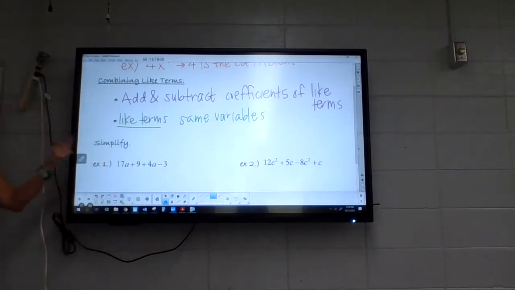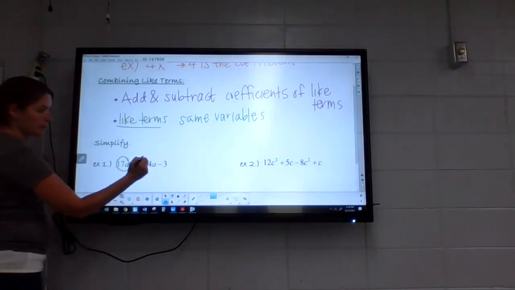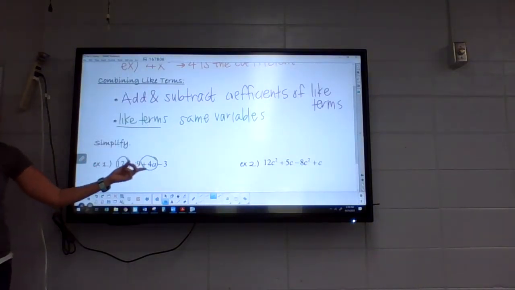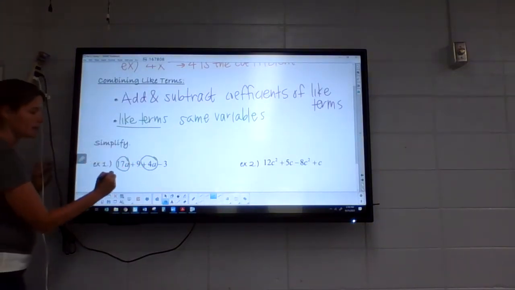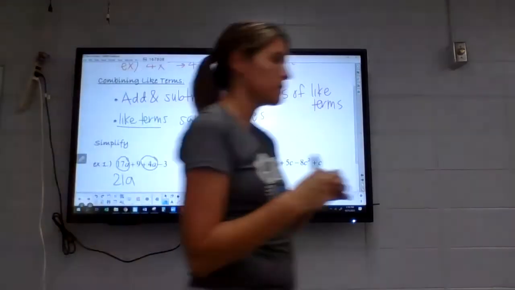Like terms. What do you guys want to put together in example 1? The 17a and the 4a. So 17a and 4a are going to go together. What we do is we add those coefficients, so the 17 plus 4, and then you just leave the variable as it is. So you're not going to call it a to the second. It's just going to be 17a, 4a is going to be 21a, right? So you just add those like terms.